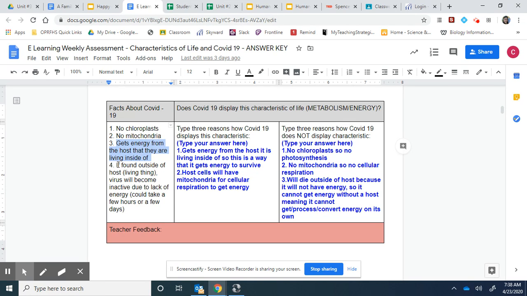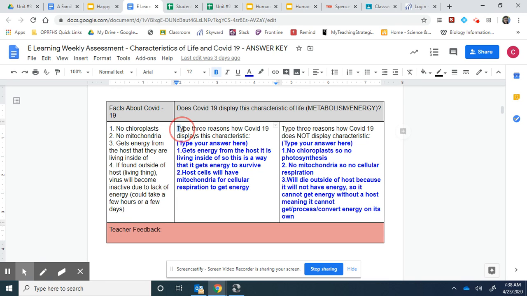And then finally, if it's found outside the host, so if you sneeze and it gets on like a door handle, the virus will become inactive due to lack of energy. And depending on what surface they're on, this could take a few hours or a few days. But in other words, the virus essentially dies when it's not inside of us because it loses energy. So over here, you guys had to type your answers in.